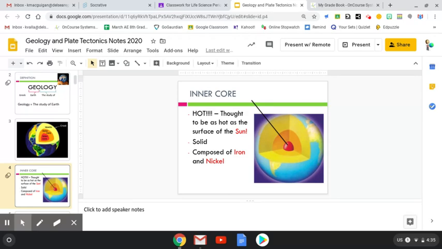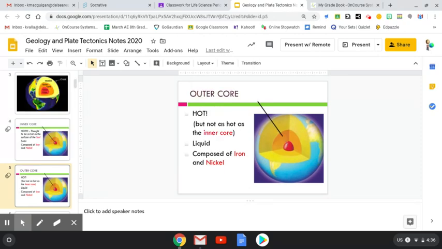The inner core is hot. It's thought to be as hot as the surface of the sun. We don't know because we can't even think about getting close to it. We do know that it is a solid, composed of the two elements iron and nickel. The outer core is still composed of iron and nickel, but it's a liquid. So it's hot, but not as hot as the inner core. Structure-wise, the deeper you go, the hotter it is.